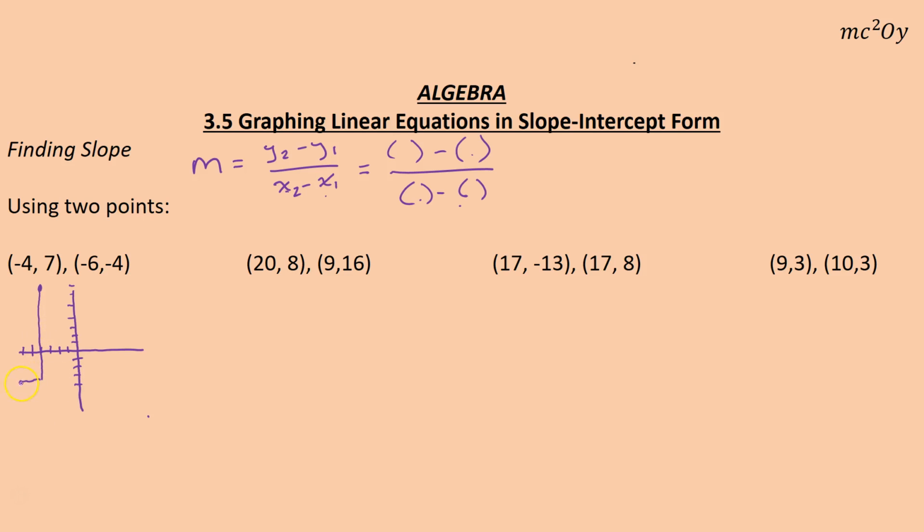Okay. And how much does your y value change in that direction? Or another way to think about it, if you label these points negative 6, negative 4, and negative 4, 7, how far am I traveling from negative 6 to negative 4 on x, which in that case is 2? And how much am I traveling from -4 to 7 on y? Well, -4 to 0 is 4, and then 7 more is 11. Okay, so I could say my rise is 11, my run is 2. I rise 11, I run 2.